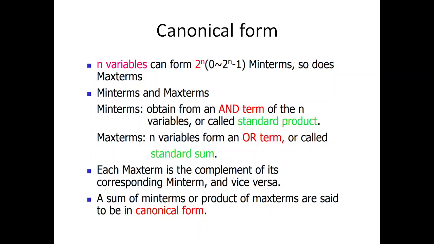We already discussed that the canonical form is classified as sum of min terms and product of max terms. Simply, we can remember that a min term is an AND term, such as x dot y dot z. And a max term is nothing but an OR term, which can be represented with a plus in between the variables, such as x plus y plus z. That is a max term example.